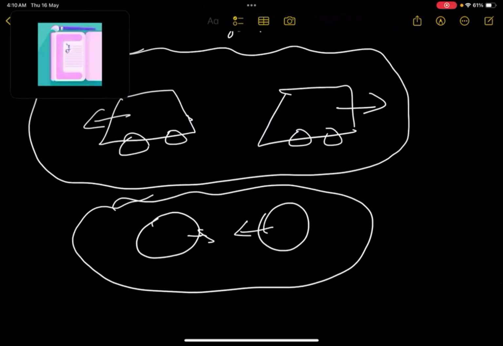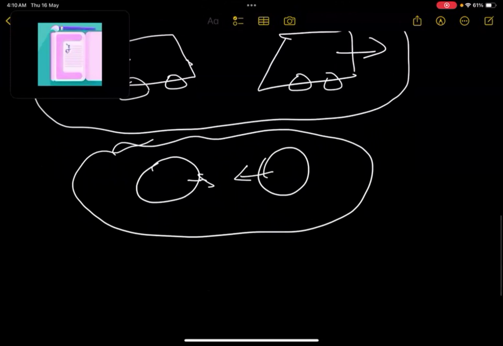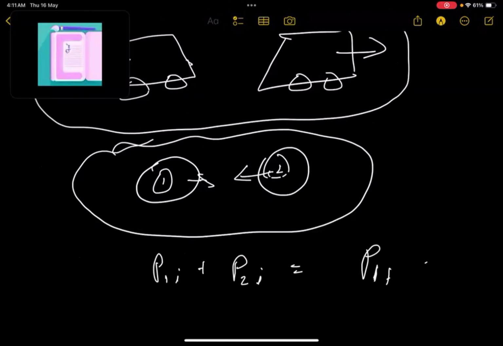So what is the initial momentum of the system? This is ball 1, this is ball 2. So P1I plus P2I is equal to P1F plus P2F. That means the initial momentum of ball 1 plus the initial momentum of ball 2 is equal to the final momentum of ball 1 plus the final momentum of ball 2.